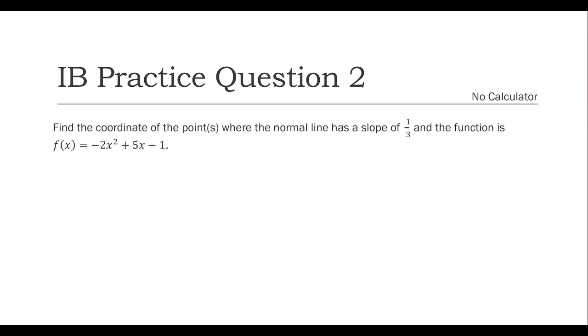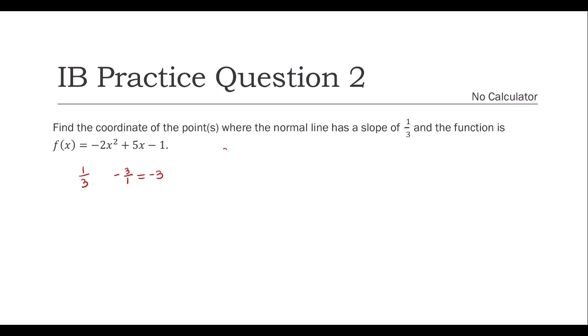Now we have our second IB practice question. It says, find the coordinate of the point or points where the normal line has a slope of 1/3 and the function is f of x equals negative 2x squared plus 5x minus 1. So we want to know when the normal line has a slope of 1/3. So if our normal line has a slope of 1/3, our function will have a slope that's the opposite reciprocal. So the opposite of that is going to be negative, and it's going to be 3/1. So we need to find the slope of negative 3.